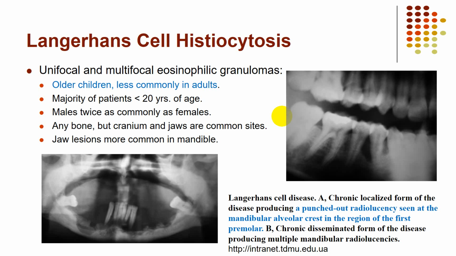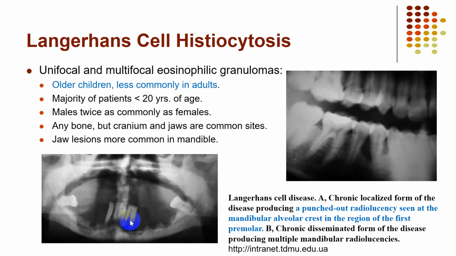In Langerhans cell histiocytosis, you can have single lesion or multiple lesions. Here is an example of a single lesion, which is destroying the alveolar bone process in the crestal bone area between the mandibular premolars, forming a radiolucent lesion. While in this example, we have multiple radiolucent areas within the mandible, and in this case, it is more aggressive.